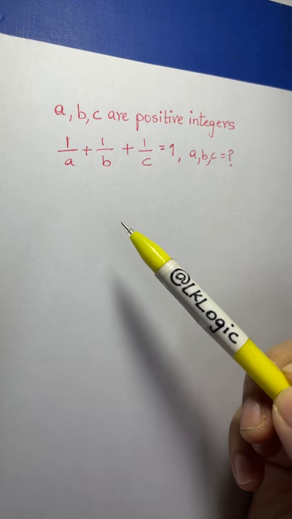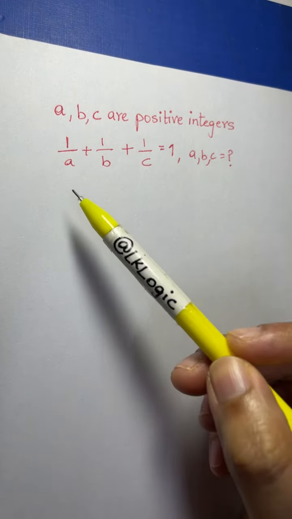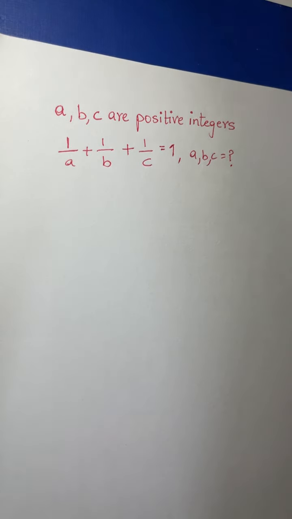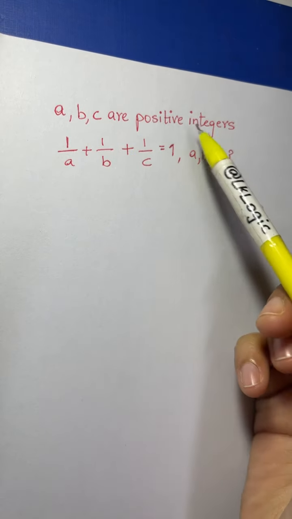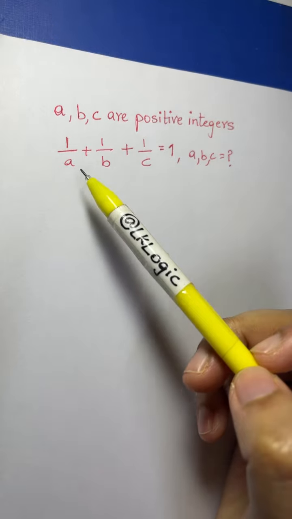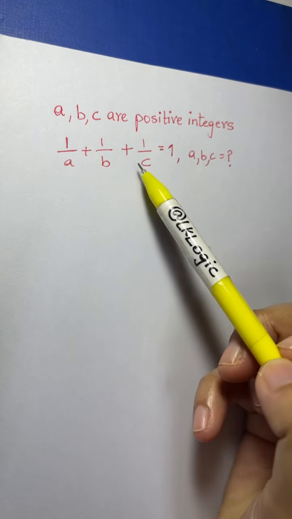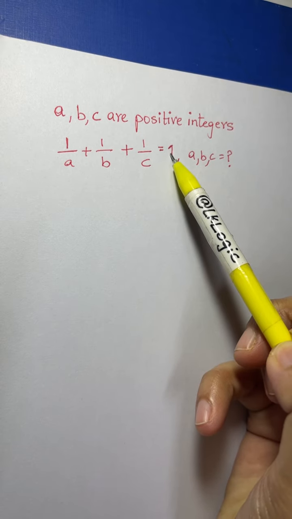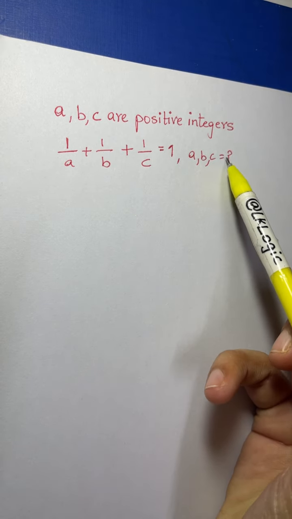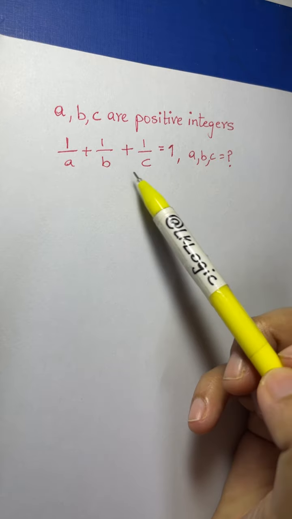Hi everyone, in this live session we're going to solve this equation which says a, b, c are positive integers such that 1 over a plus 1 over b plus 1 over c equals 1, and then you have to find the values of a, b and c. So how should we solve this?